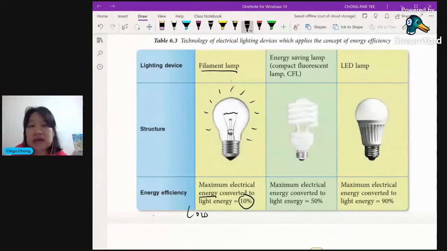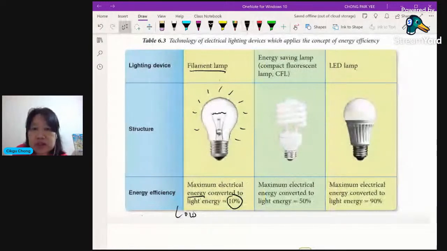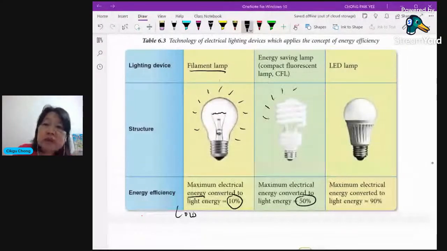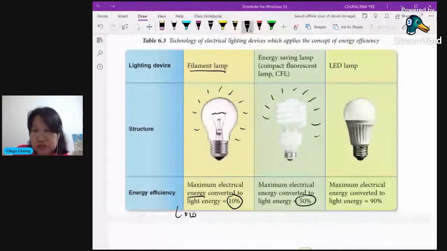They call it CFL, energy saving bulb, energy saving lamp, compact fluorescent lamp. Now this one, the energy efficiency is much better, in fact 50%. I give 100 joule of electrical energy to this bulb. It is able to take half of it, around 50%, to make light, and another 50 will be something else. So in other words, this one will be brighter. Given the same amount of electrical energy, it can give you more brightness, because it's 50%, just now was 10%.